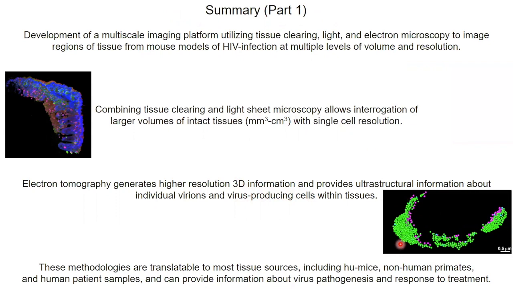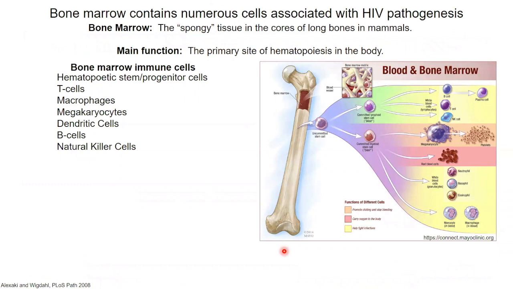I want to add that these methodologies are really translatable to all tissue types. That's what we're really interested in looking at moving forward. So I'll briefly tell you a little bit about this story that was just published in eLife last week. Bone marrow is a target for HIV. As we all know, there are a lot of different immune cell types in bone marrow.